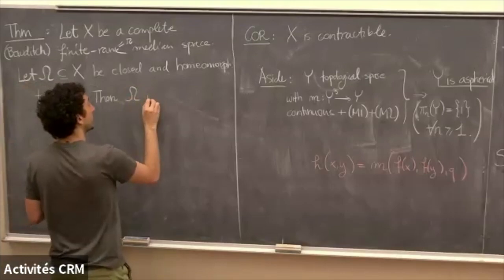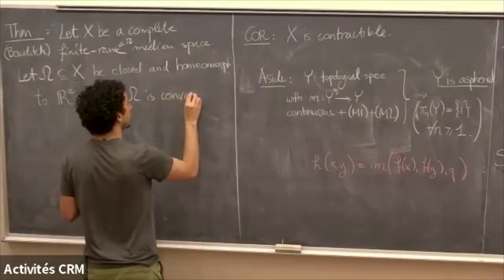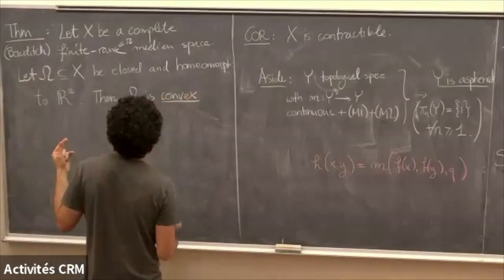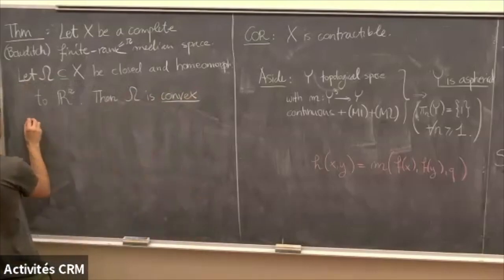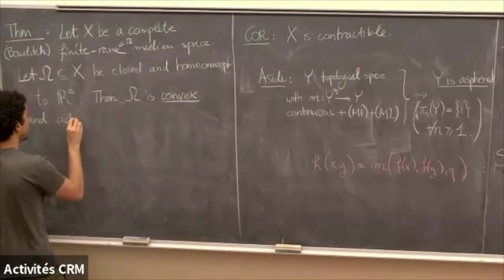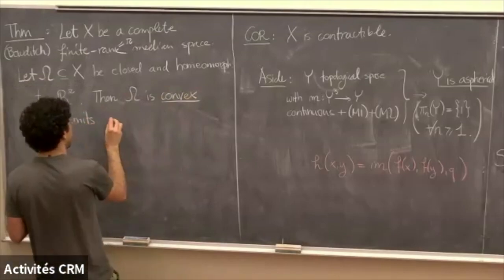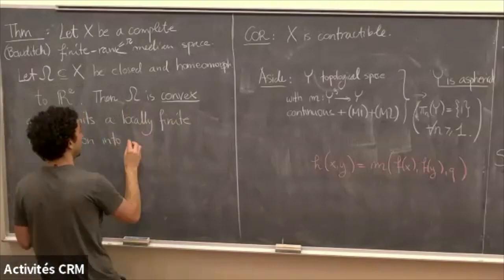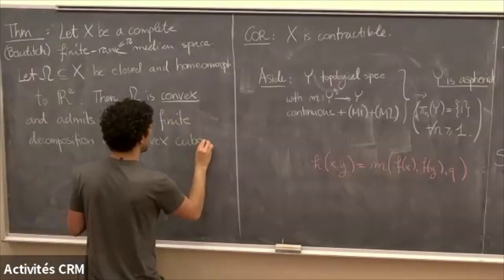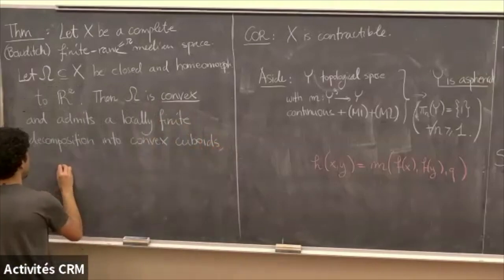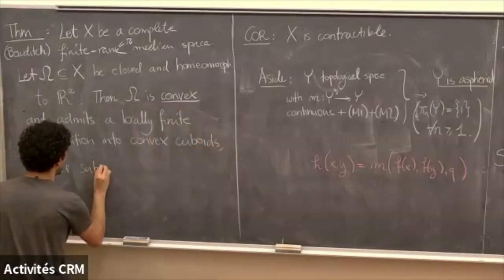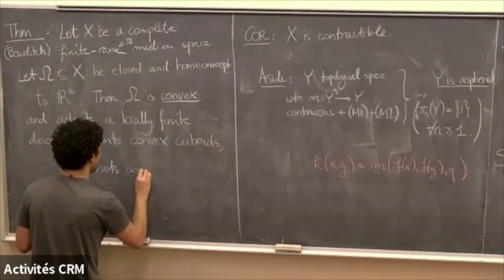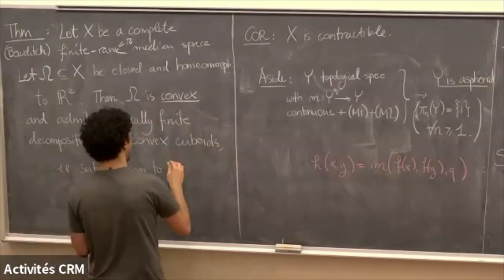Then omega is convex. And it's actually basically just going to be a cube complex. So omega is convex and admits a locally finite decomposition into convex cuboids, i.e. subsets isometric to just a product of intervals with the L1 metric.